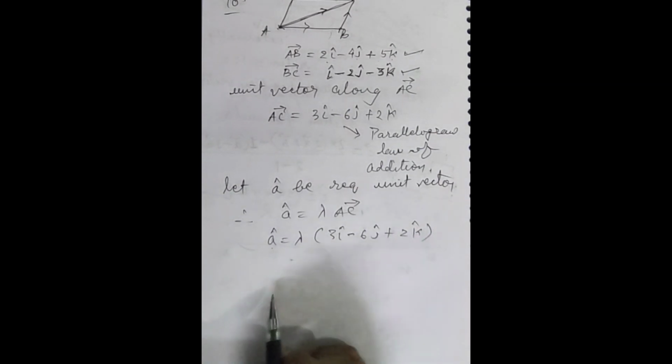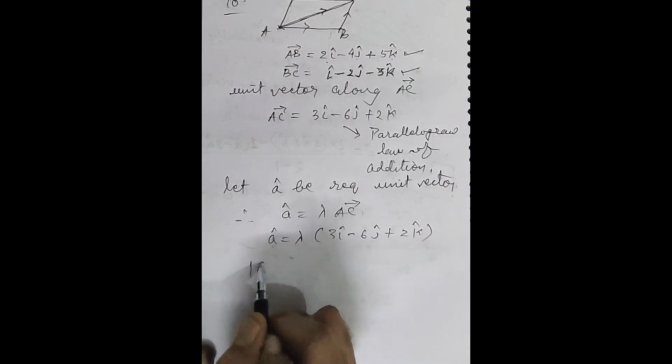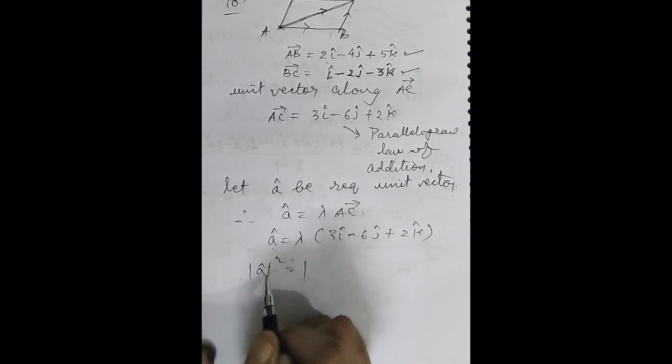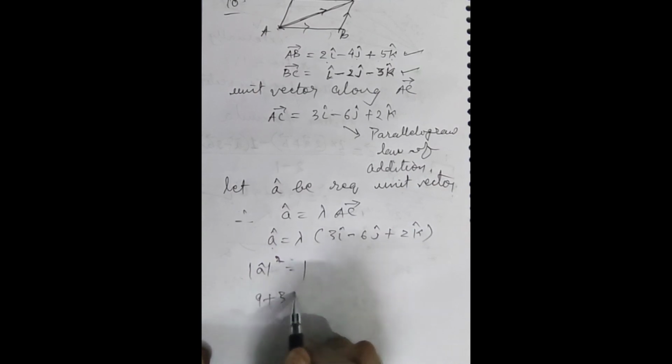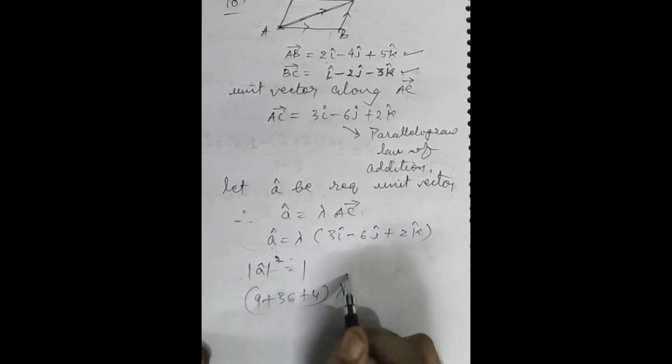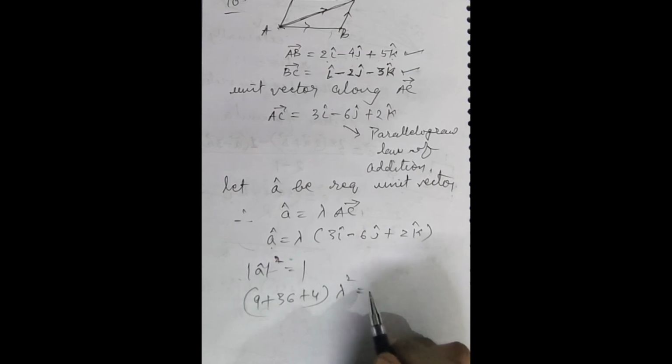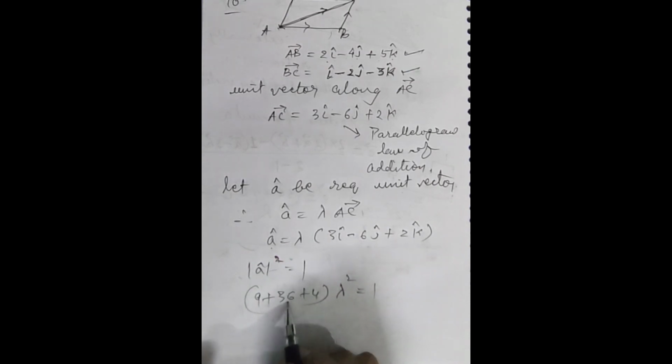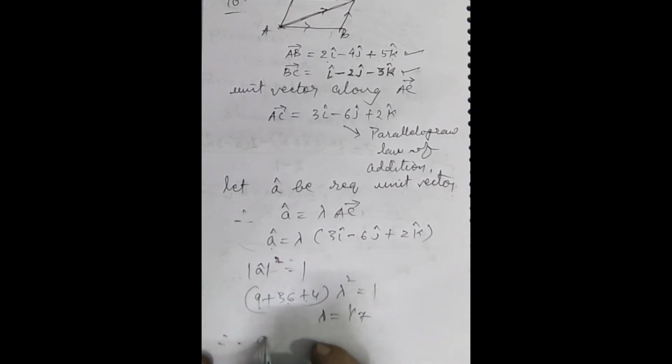Now I hope you understand, as a cap is a unit vector, so mod a cap square is 1. Directly we can put the value. It's 9 plus 36 plus 4, lambda square. We can take 1, solving 36 and 9, 45, and 4, 49, so lambda is equal to 1 by 7. Therefore the required unit vector a cap will be 1 upon 7 times 3i minus 6j plus 2k.